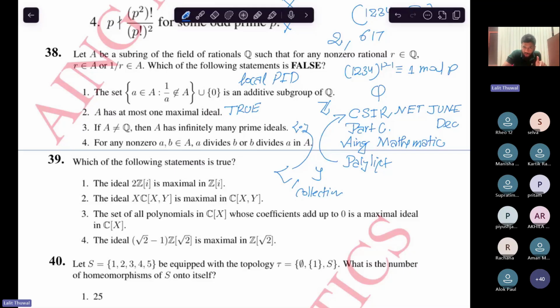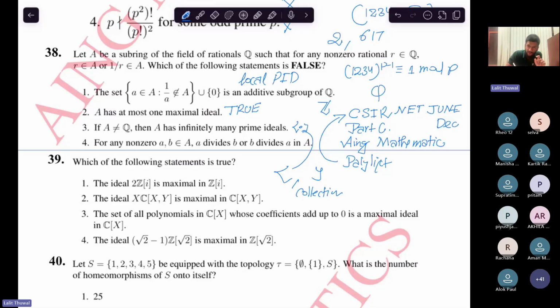The first one is easy to verify, that it's true. And how do you solve the second one, that A has at most one maximal ideal? See that those elements R for which 1 by R is not in A form the set of all non-units. If 1 by R is not in A, it means R has no inverse, and all other elements outside that set are units. The collection of all non-units forms an ideal in this ring, you can check that. So it must have a unique maximal ideal.